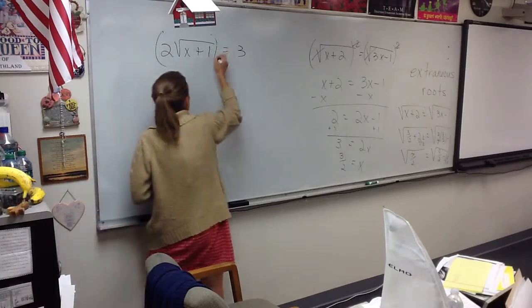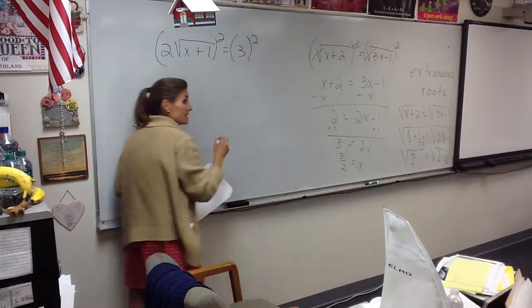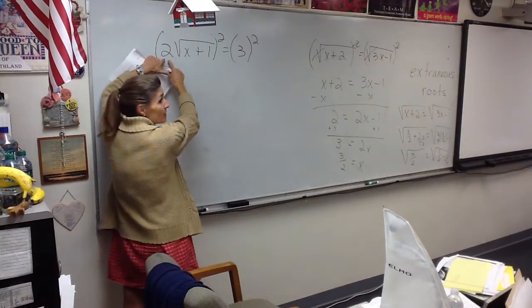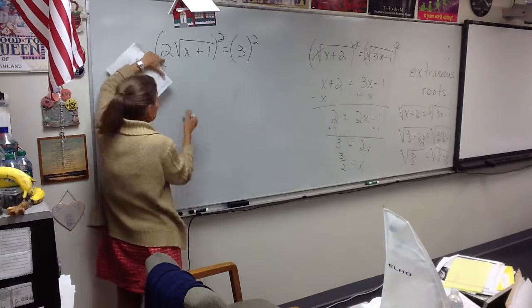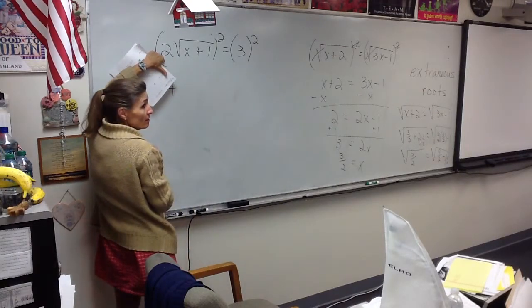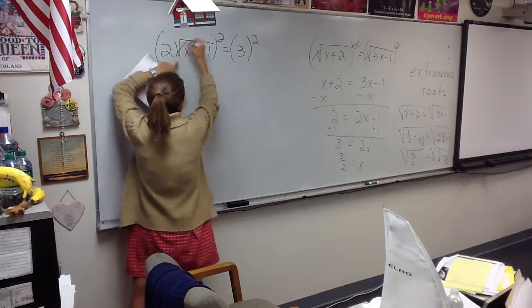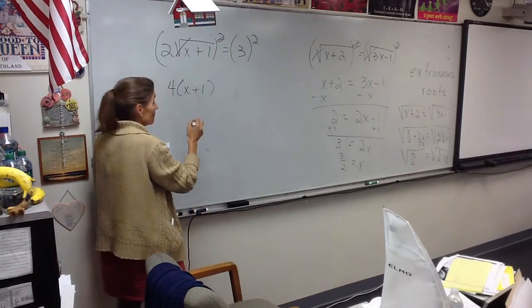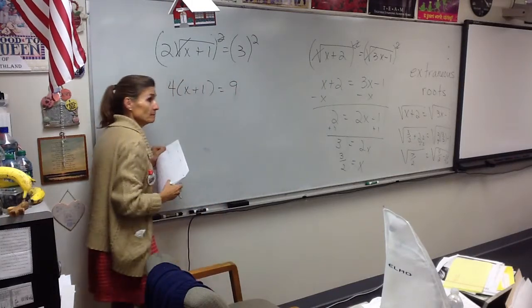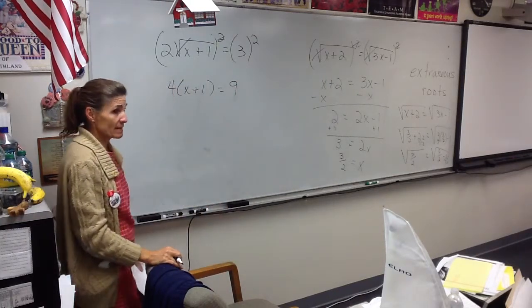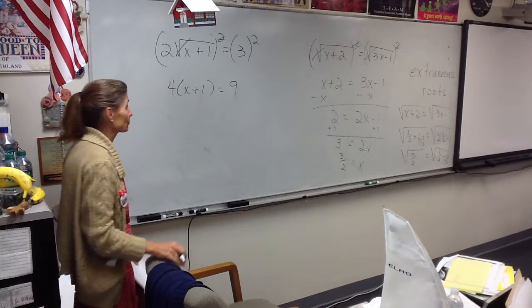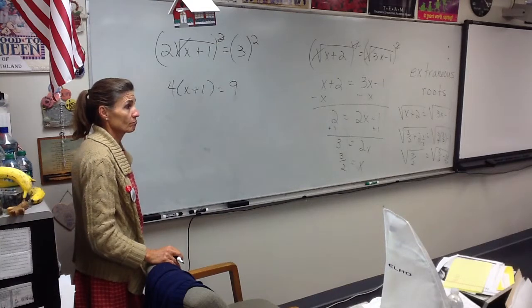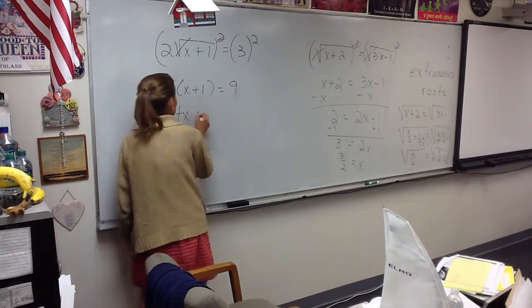Now, what you have to be very careful of, Maya, when you do this is, you gotta square everything. So I have a 2 sitting out here that's getting squared. So that's actually gonna become a 4. This is gonna cancel out and leave me with just x plus 1 equal to 9. Did everybody catch all that? So what do you want to do next? Distribute. So 4x plus 4.